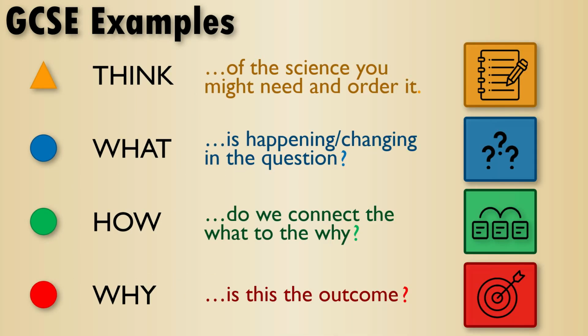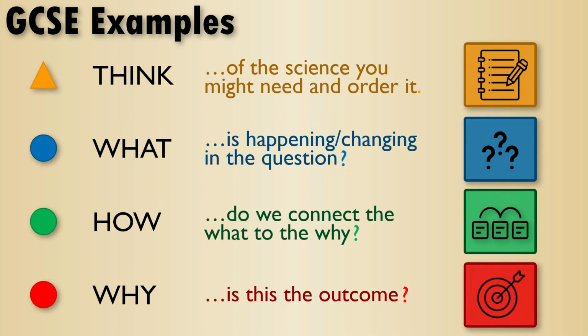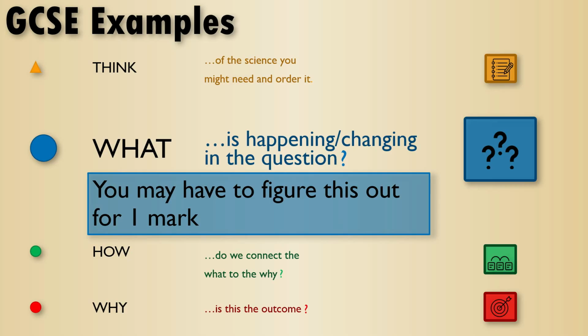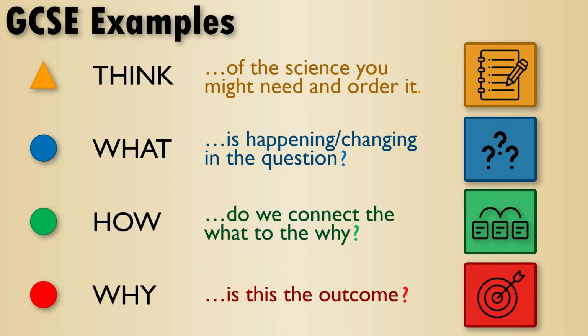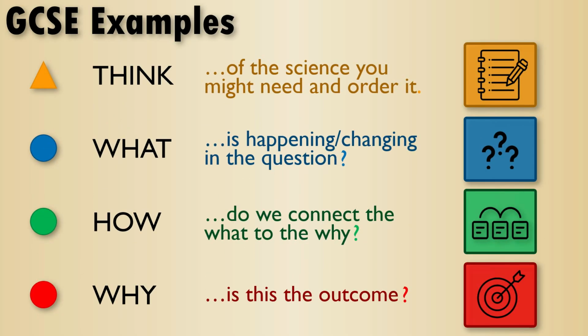The major difference between Key Stage 3 and GCSE use of the what, how, why model is in awarding marks. Most questions will give marks for the how section. However, some questions will require you to figure out the what or even the why on your own. These will be worth 1 mark, and the remaining marks are achieved in the how section. Let's see a straightforward example first, then we'll look at a harder example.